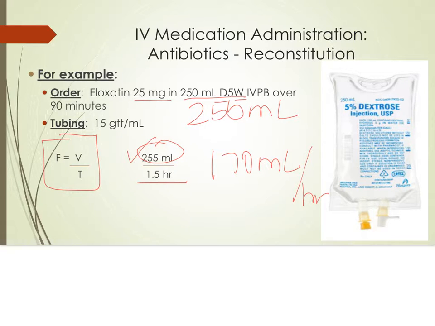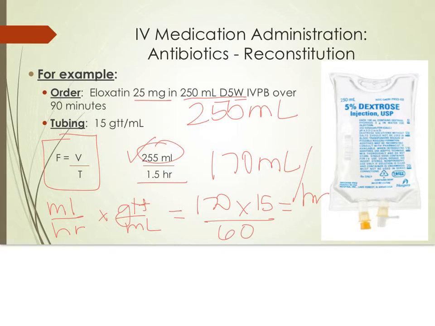Next, we will calculate the drip rate. Using the formula milliliters per hour times the drop factor, we will get 170 times 15. And then we need to divide that by 60 to get it from hours to minutes. And the answer is 43 drops per minute.